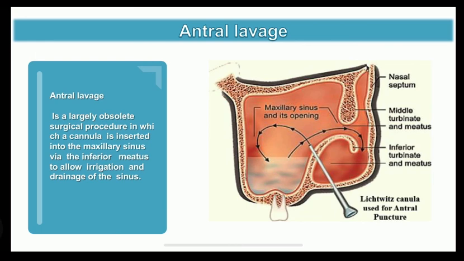Antral lavage is a largely obsolete surgical procedure in which a cannula is inserted into the maxillary sinus via the inferior meatus to allow irrigation and drainage of the sinus. Lavage is also called proof puncture, as the presence of infection can be proven during the procedure. Often multiple repeated lavages can subsequently be required to allow full washout of the infection.